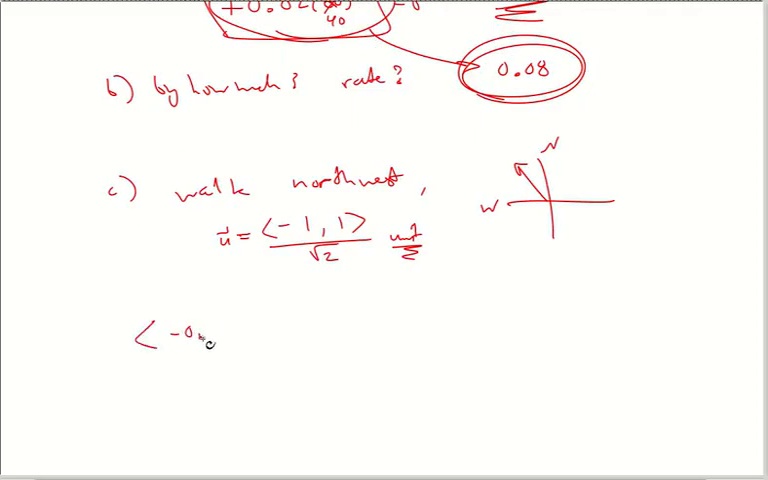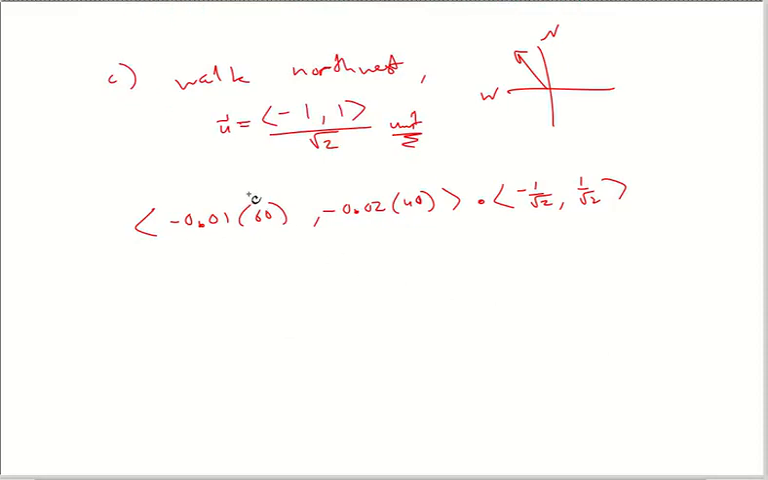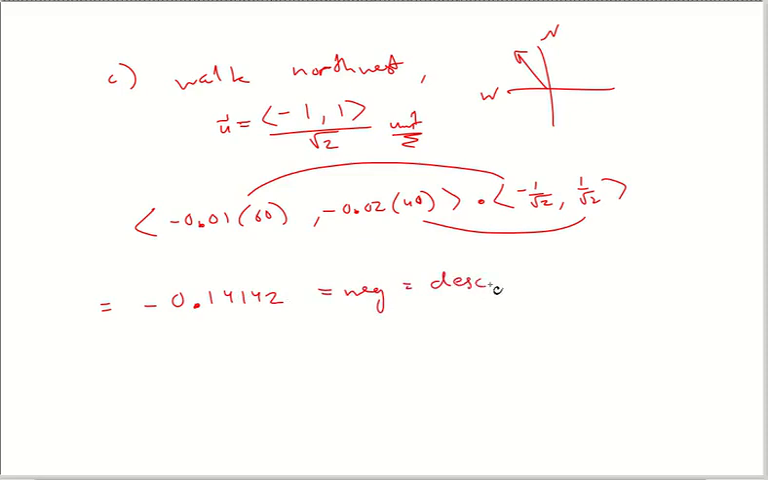And so I now dot product it. So I've got -0.01 times that 60, -0.02 times that 40, dot, and then I got this guy right here. So -1 over square root 2, +1 over square root 2. Awesome. Dot product, again, these two, those two, added up, etc. And I actually got -0.14142. Notice that this is negative, so you will be descending here. Okay, so that's your answer to part C.